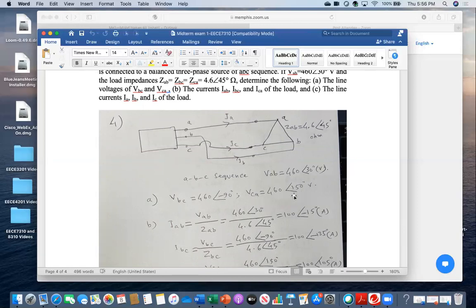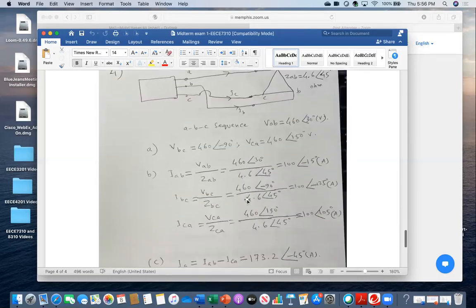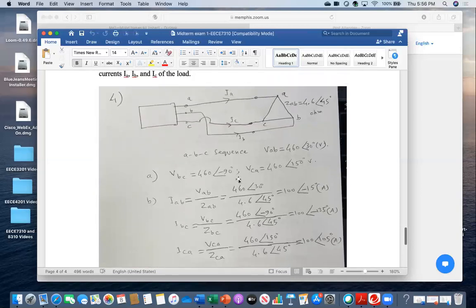So VC is this number. And here you are asked to find out the currents IAB, IBC, ICA. This means the phase currents, as well as the line currents IA, IB, IC. First I am calculating the phase current IAB as VAB over GAB. You see, this is VAB, this is GAB. So 100 angle 15, minus 15 degrees. Similarly, I calculated IBC and ICA.